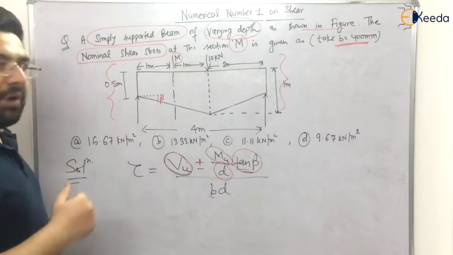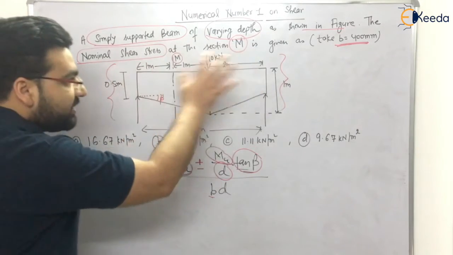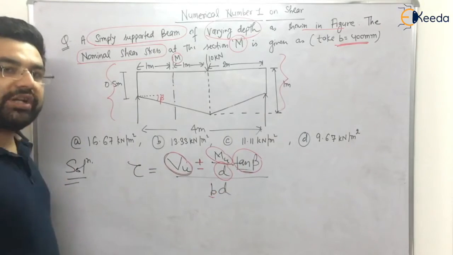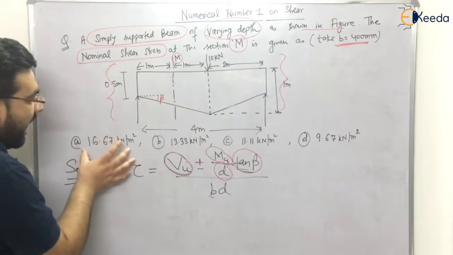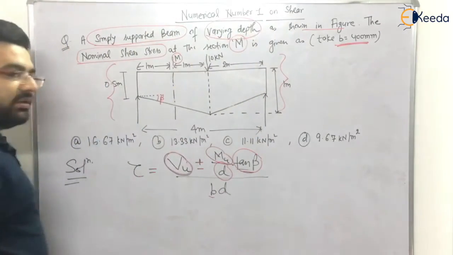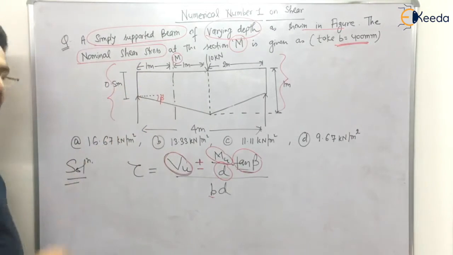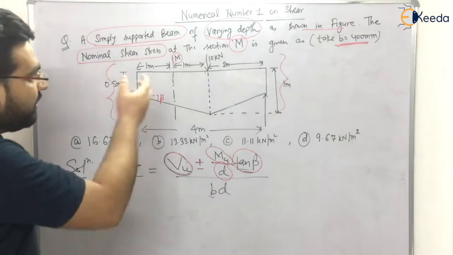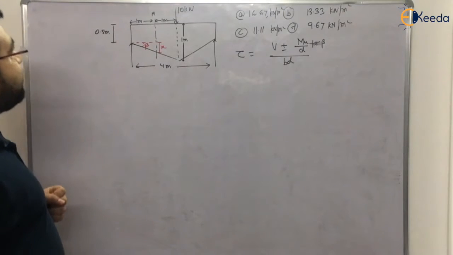So let us solve this problem. I am just rubbing the numerical. I hope that you have noted it down. I will be just writing the options here, and then I will be solving this numerical. Clear? Now let us solve this numerical.